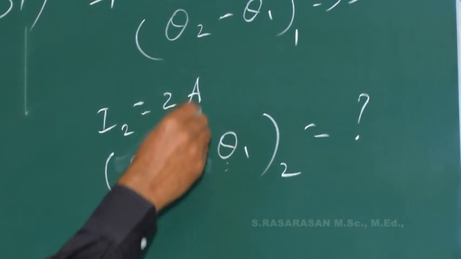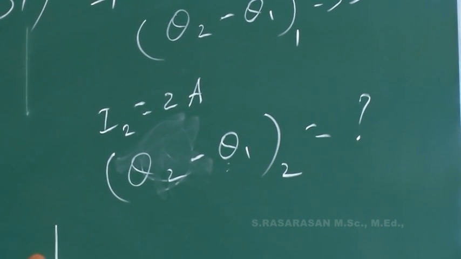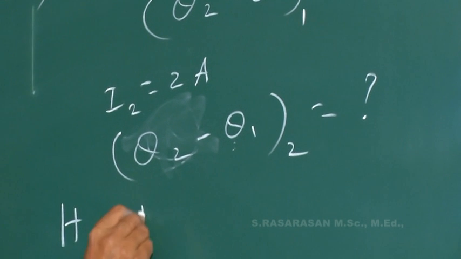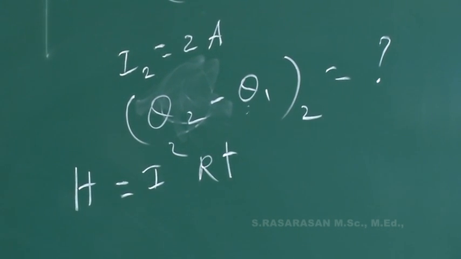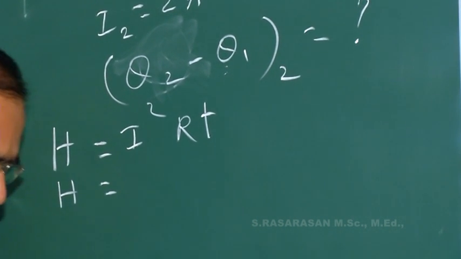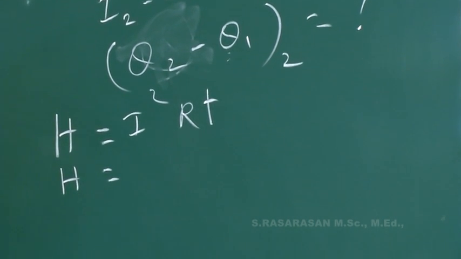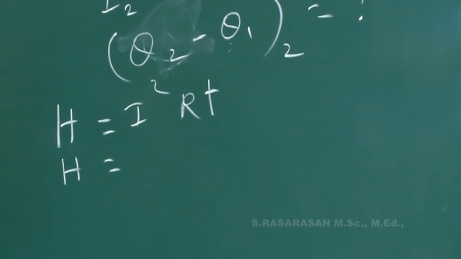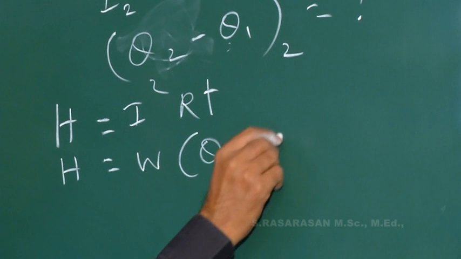So how to approach the problem? As per Joule's calorimeter experiment, the heat produced as per Joule's law, come on, I square RT. The same amount of heat is produced in Joule's calorimeter apparatus when current flows through the coil immersed in water. How to measure that heat? Yes, you are correct. Theta 2 minus theta 1.